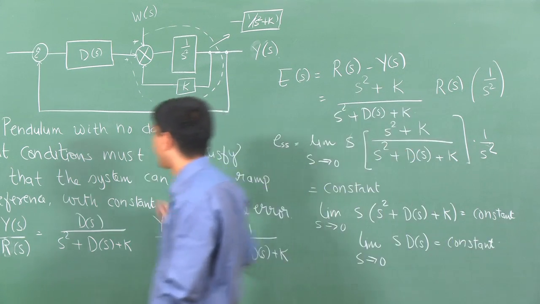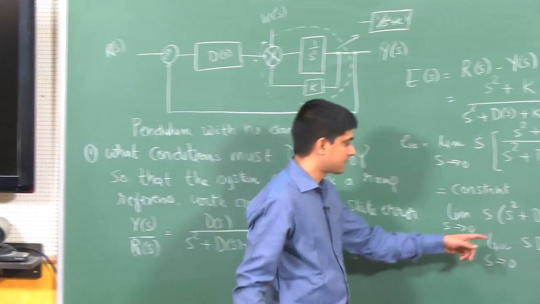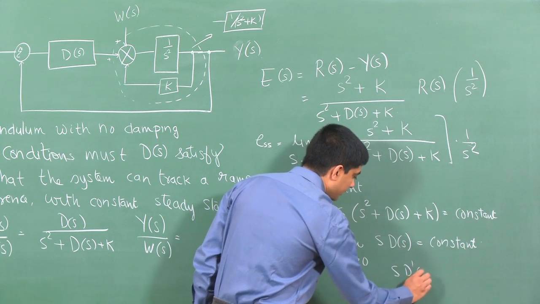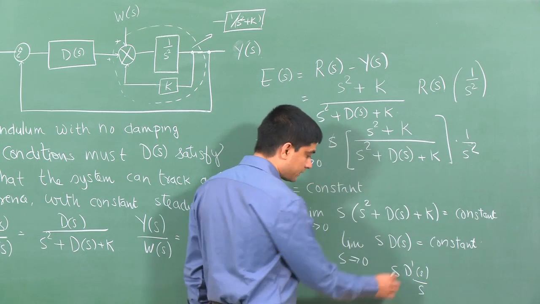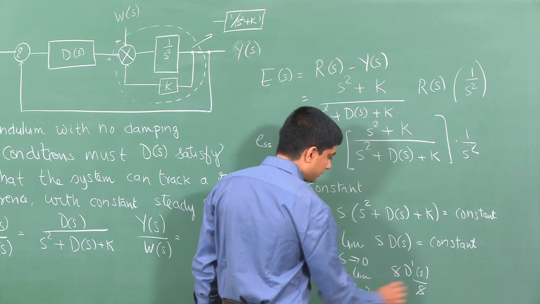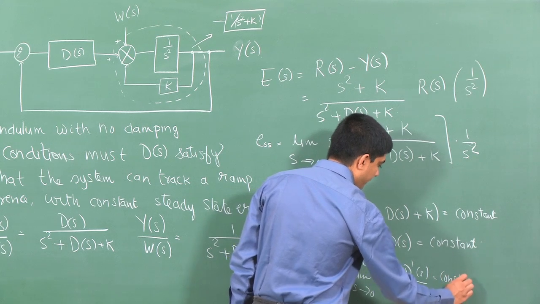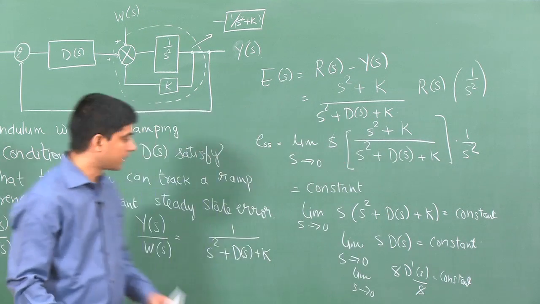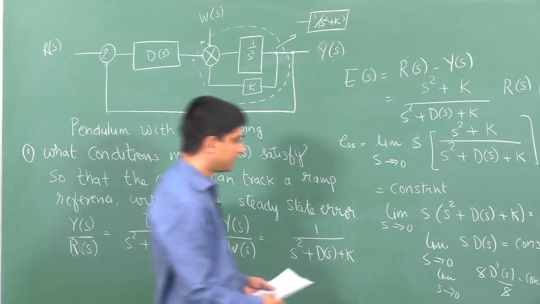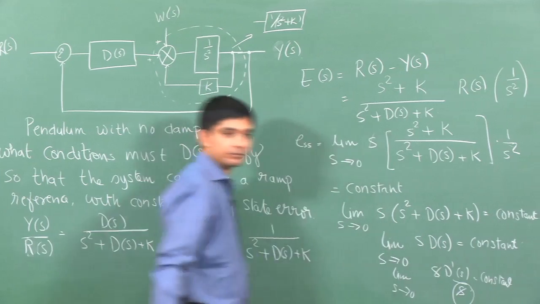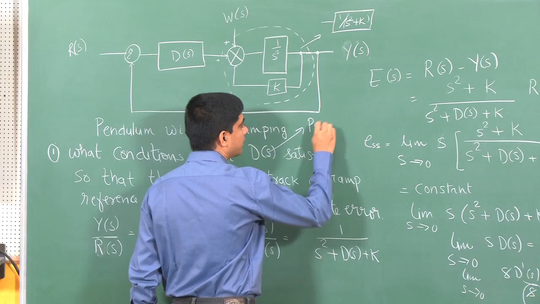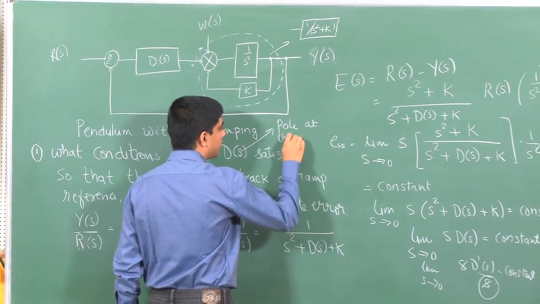So what should be the nature of D such that s times D of s is a constant? Well, D of s should be of the form D prime of s over s, right, in which case the s cancels out, and then I just take the limit s going to 0, and this will be some constant. Okay, so the condition on D such that these things are satisfied is that D must have a pole at the origin. So this must have a pole at the origin.